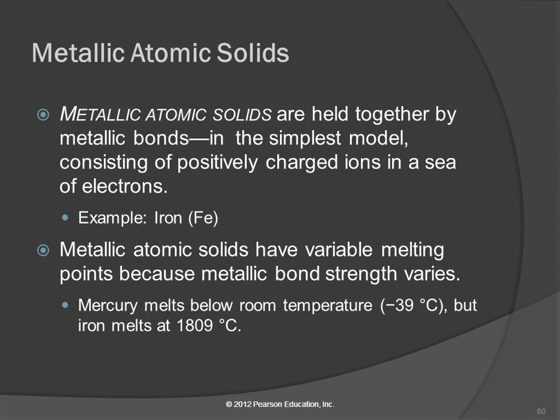Mercury melts below room temperature. Iron melts at 1809 degrees Celsius. Gallium is a fun metal. It's a solid at room temperature, but if you hold it in your hand, the warmth from your skin will cause it to melt. I mean, it's really kind of crazy. A solid metal just melting because of your warm hand.